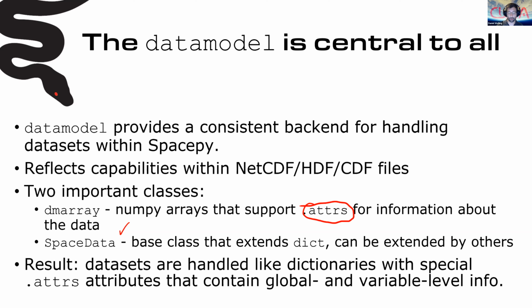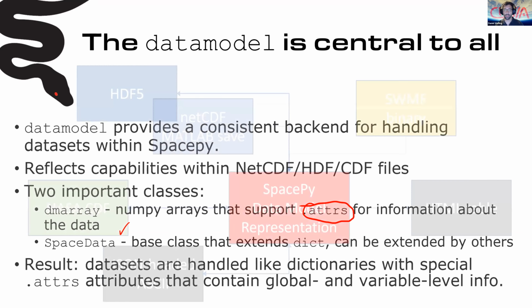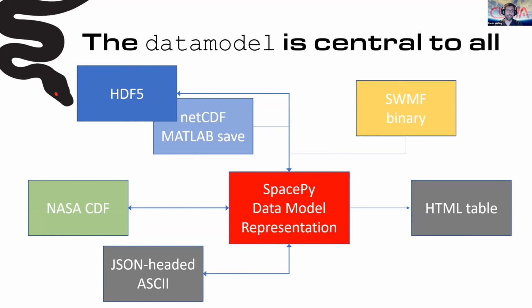And this is standardized throughout SpacePy. So if you know how to handle a data model object, exploring an unknown data set, figuring out what the variable names are, what the attributes are, is very easy to do. It's also central to how we handle different file formats. When you open an HDF5 or JSON-headed ASCII or an SWMF formatted binary file, the first step behind the scenes is placing it into the data model, and then it's really easy to change formats via the methods inside the data model. So I can really easily turn an SWMF binary into an HDF5 or a JSON-headed ASCII, etc.